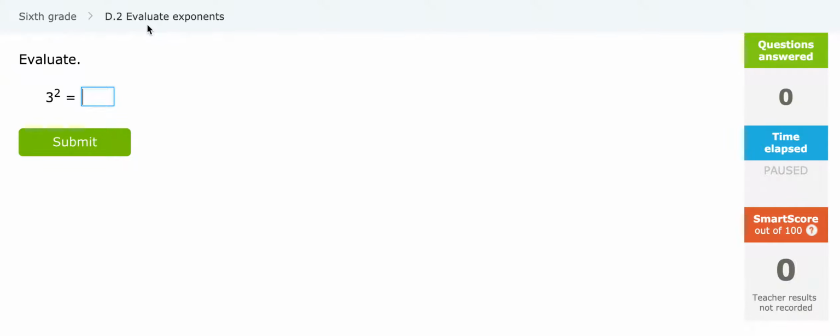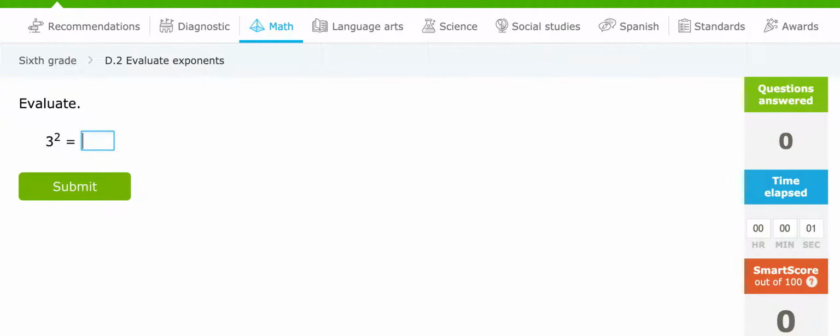Evaluating exponents. What this means is we want to find the actual numerical value of what's represented here. So 3 squared would actually equal 9. All right? And this is going to be very, very useful both when you try to factor and when you try to expand. It's good for when you try to find the greatest common factor and least common multiple. And when you go to algebra, it will be very, very useful just to be able to identify patterns very quickly. All right?